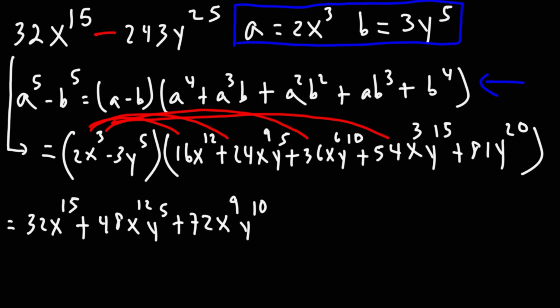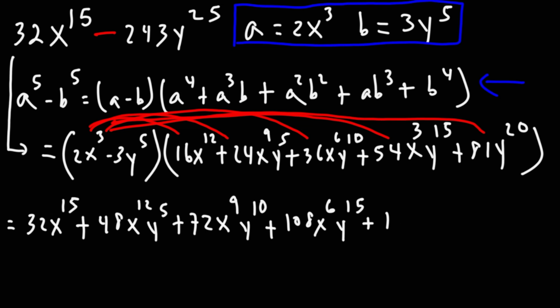Now let's multiply those two next. 2 times 54 is 108. Here we have 3 x variables plus 3. That's a total of 6 x variables. And we have 15 y variables there. And then let's multiply those two terms. 2 times 81 is 162. Here we have 3 x variables plus 20 y variables. So it's x cubed y to the 20th power.